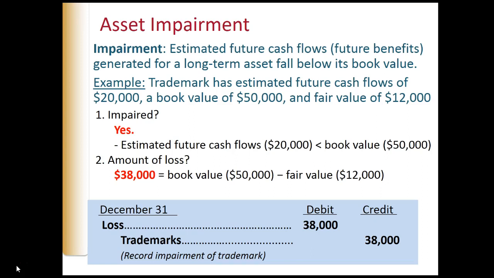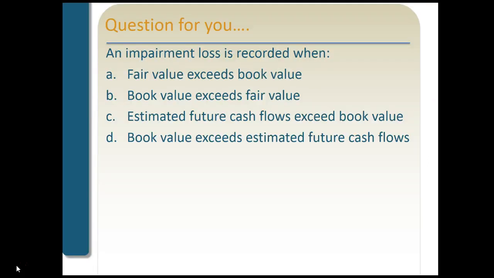A trademark has estimated future cash flows of $20,000 with a book value of $50,000 and a fair value of $12,000. Is it impaired? Yes, because the future cash flows are $20,000 and the book value is $50,000. What is the amount of loss? The amount of loss would be the book value minus the fair value. So we would have a loss of $38,000 against trademarks of $38,000.